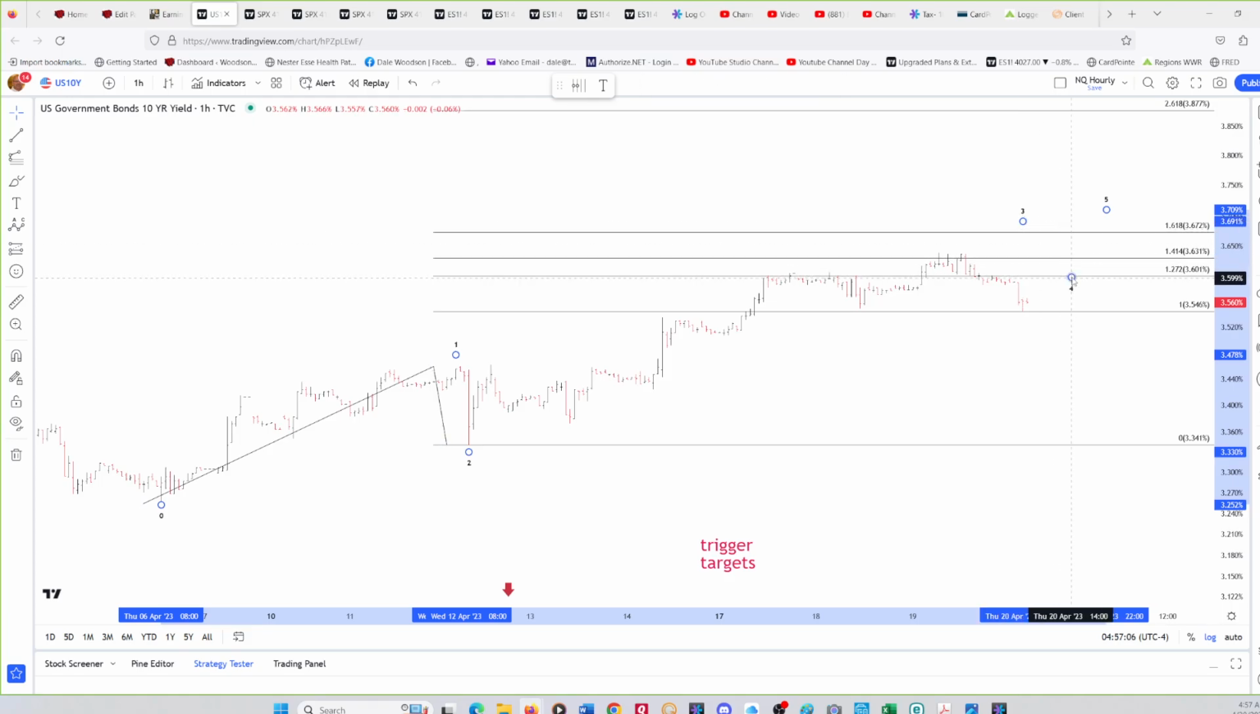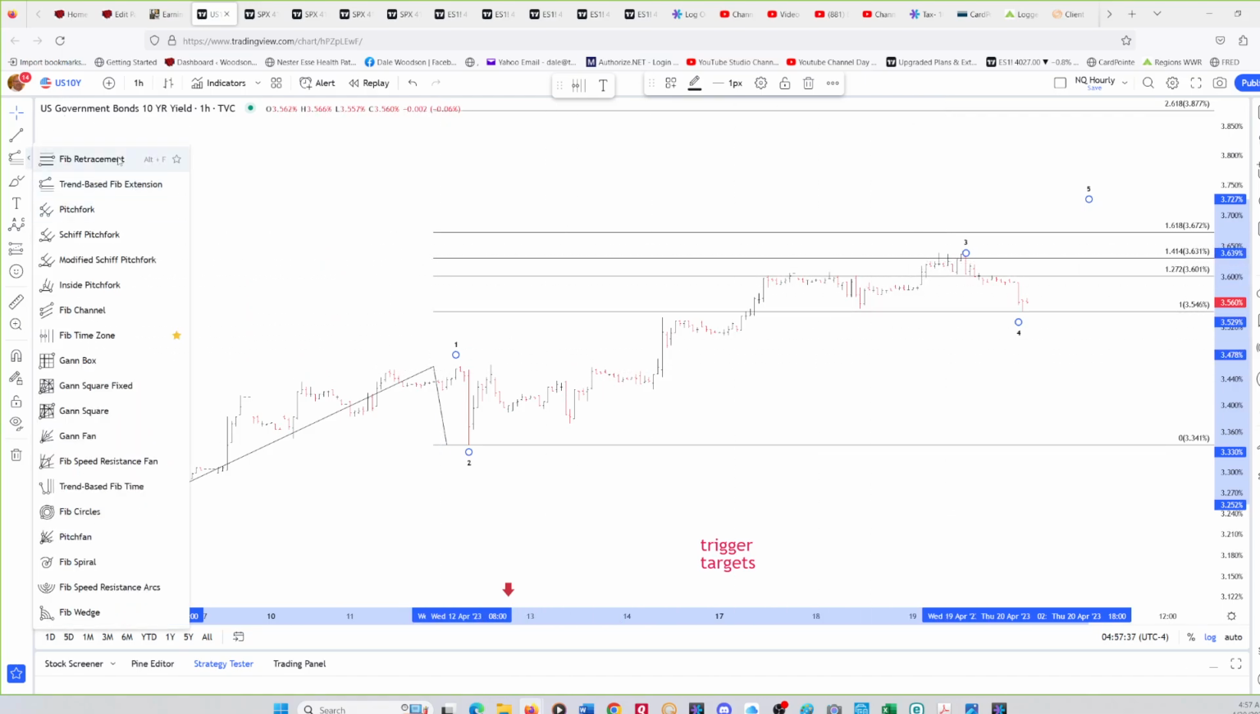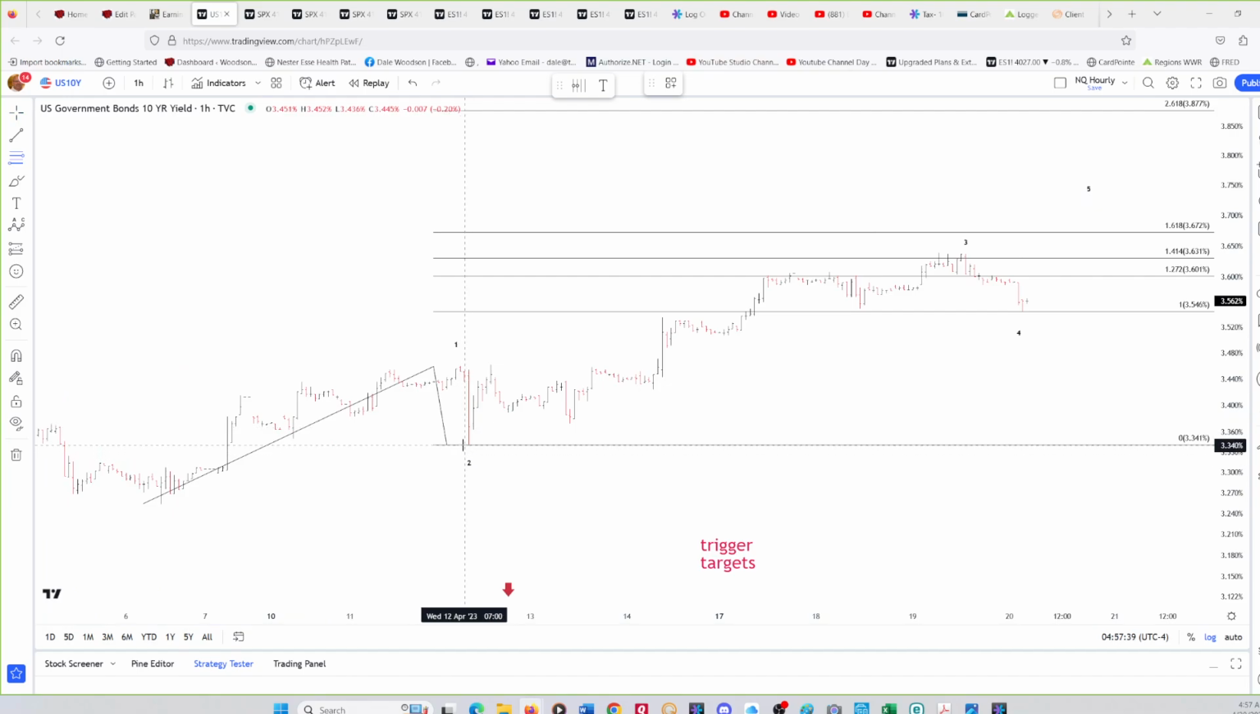After that, we'll get a wave 4 pullback and a wave 5 higher. Okay, we've got a 1, 2, 3, 4, 5, 6, 7, 8, 9. It could be complete there. It could extend further to the 1618, but that could be 3 there. Then we get a 4. And the 4 down should hold above the wave 1 high, which is here at 3.460.